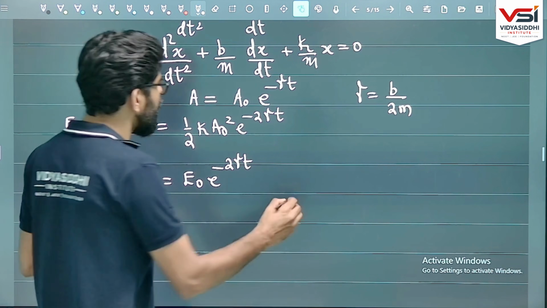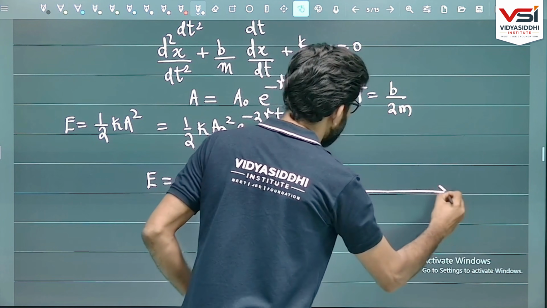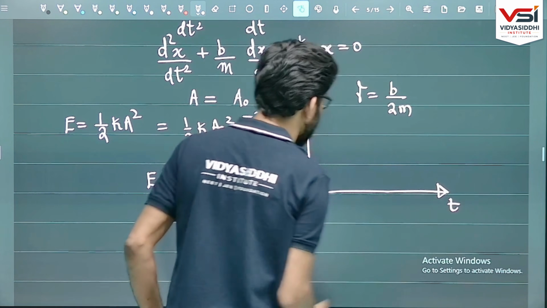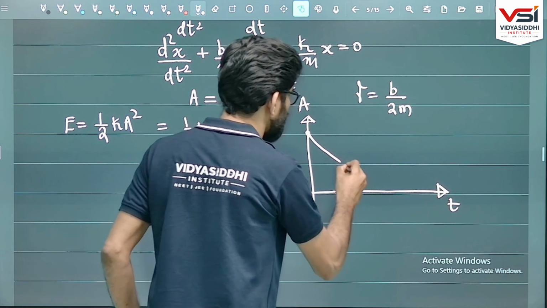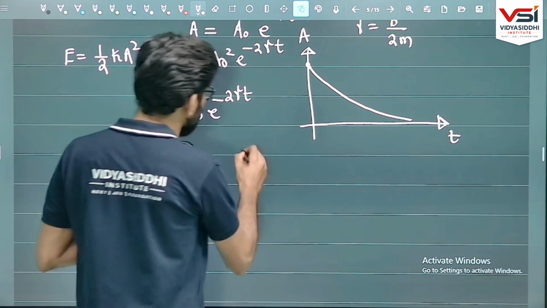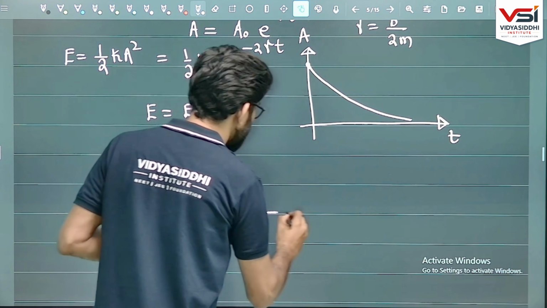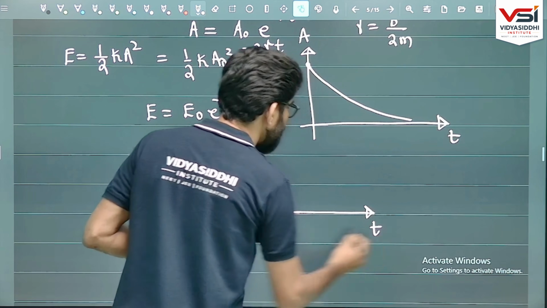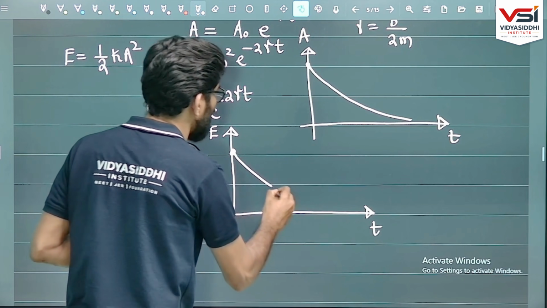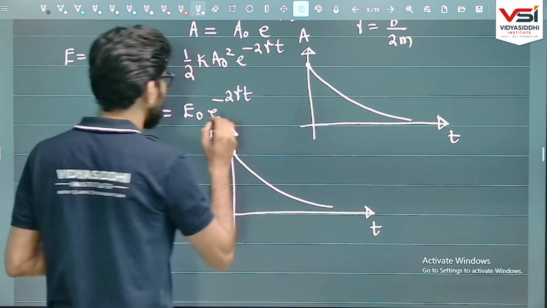If you plot a graph for amplitude as well as energy, first I draw a graph of amplitude versus time, which decreases exponentially with time. If you go for energy also, the same thing happens, but the power is different. That is the only difference. With time, energy also decreases exponentially.